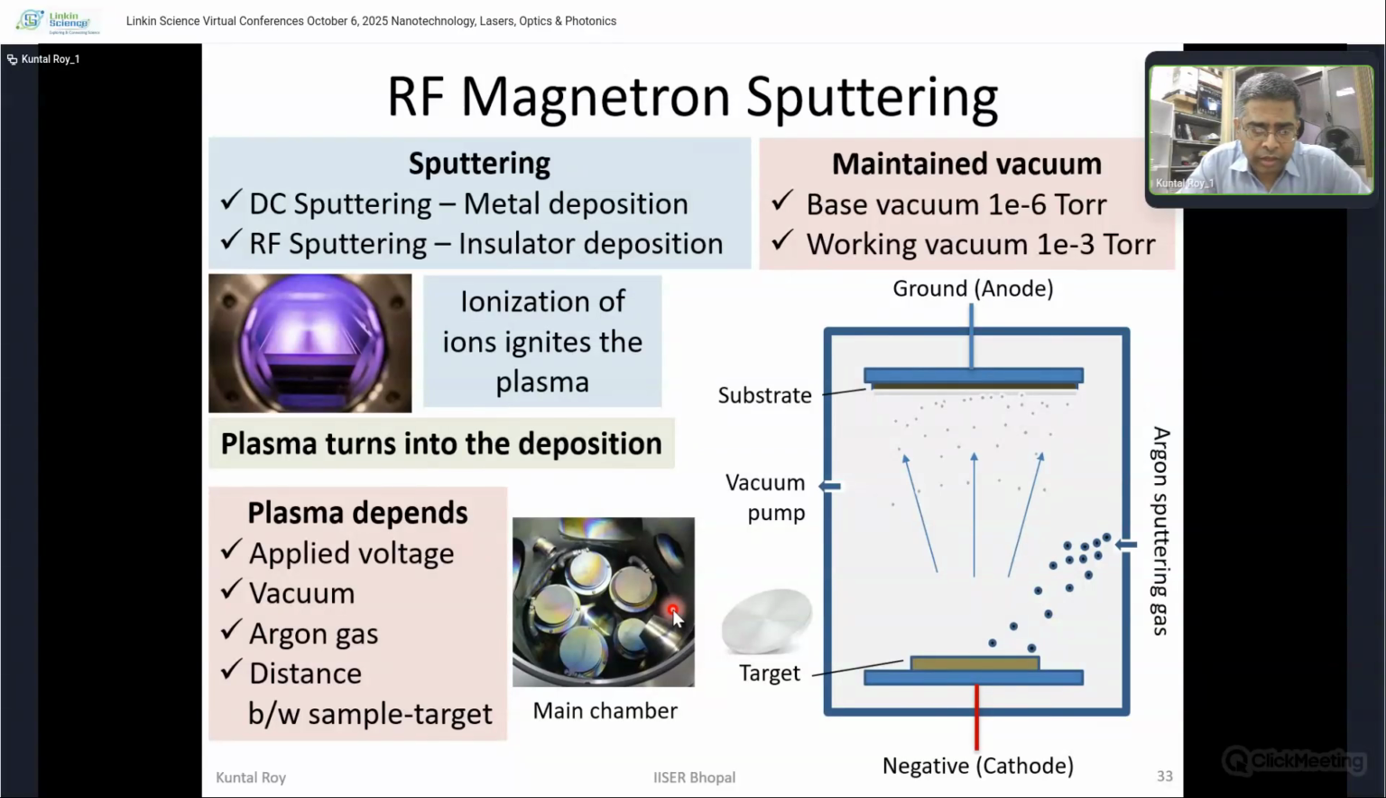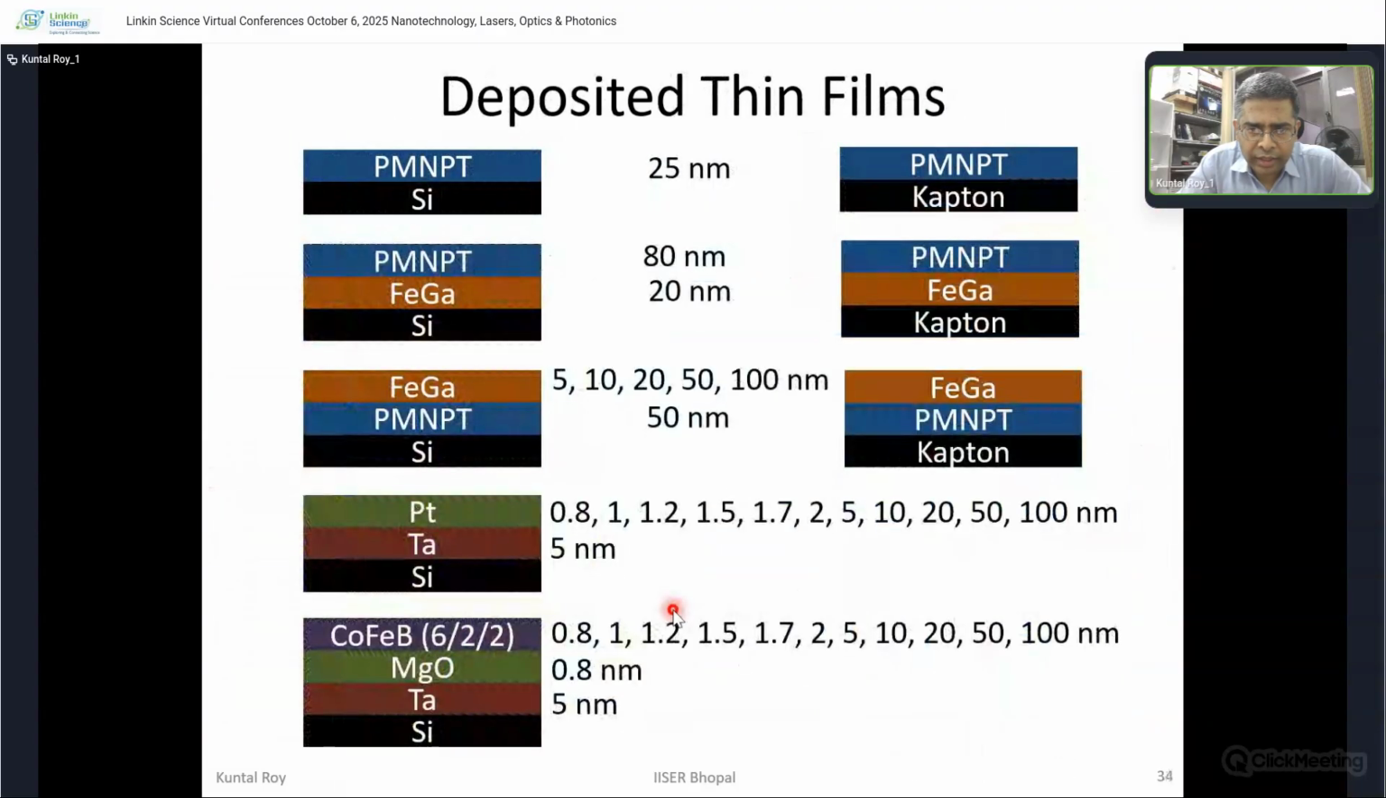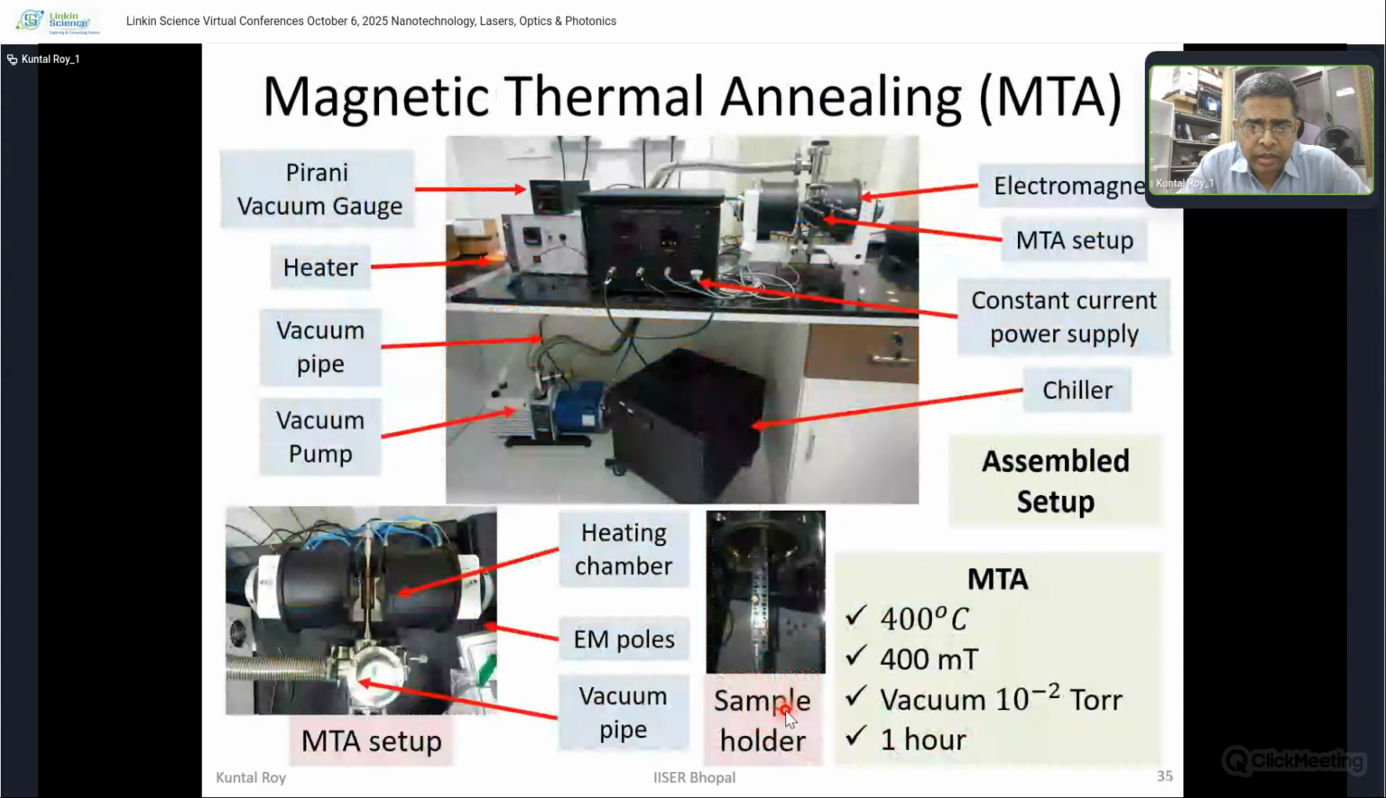So we need to use that vacuum, without breaking the vacuum, to do multiple layers. Here, these are the things that we have deposited, like the PMN-PT piezoelectric layer. We have deposited 25 nanometer minimum, and we have also deposited more thicknesses. Iron gallium, we have deposited less than 5 nanometer, and some other standard materials like cobalt and FeB, those kinds of standard materials that we have also deposited for characterization first.